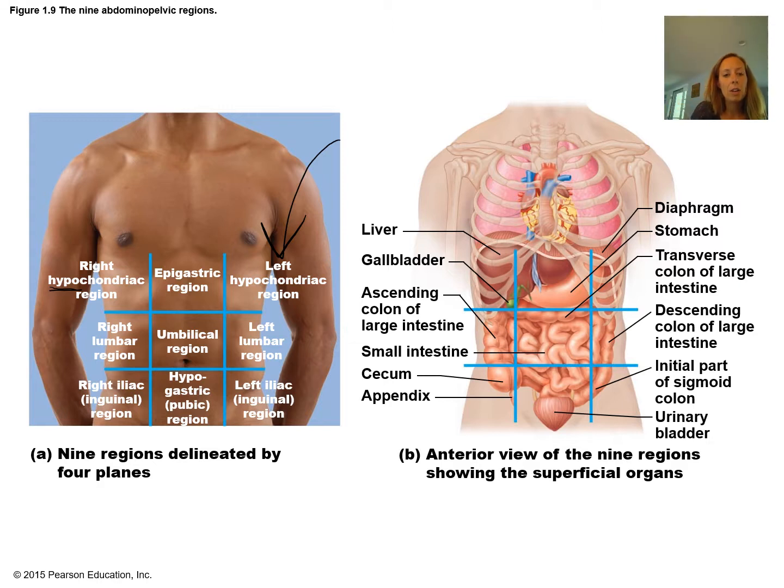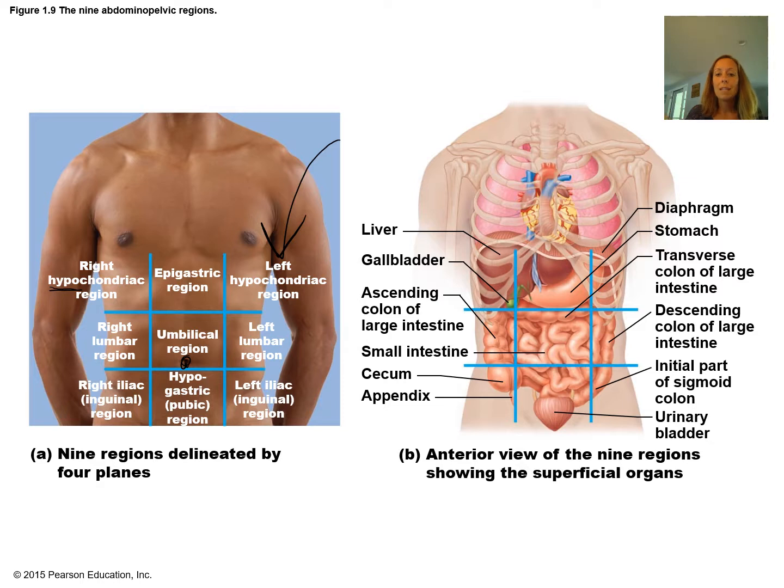Then if we go down a line, we have our right lumbar and our left lumbar. That's the lumbar region where your lumbar vertebrae are found. That's why it's called lumbar. It's the lumbar area of the back. All right, umbilical is over the belly button. Then on the bottom, you have your right iliac and your left iliac. That's part of the hip bone, the ilium. So the right and left iliac are going to be hugged within the ilium. And then underneath you have the hypogastric. Hypo means below the stomach. Okay, those are your 9 regions.